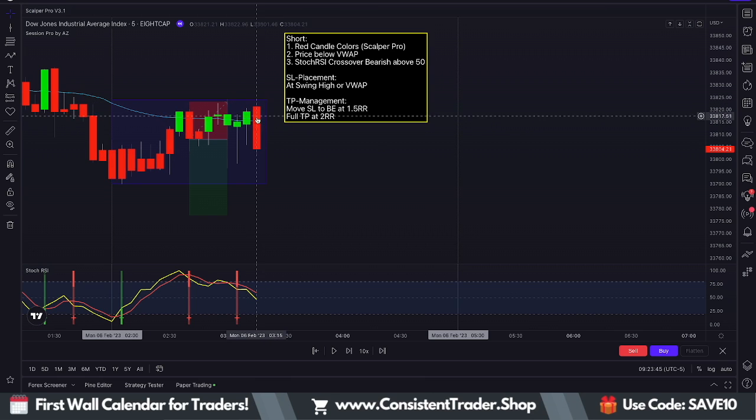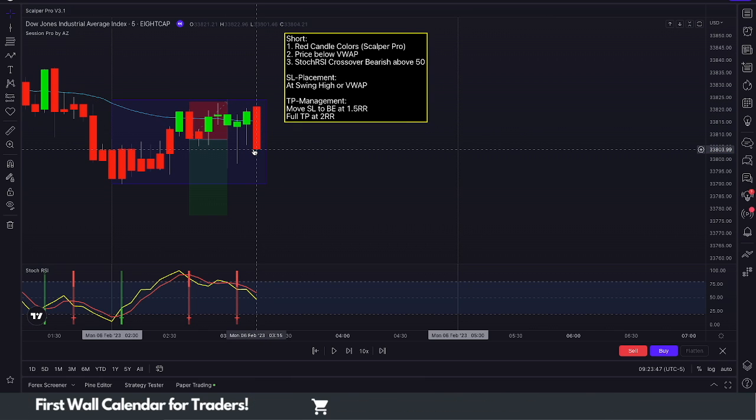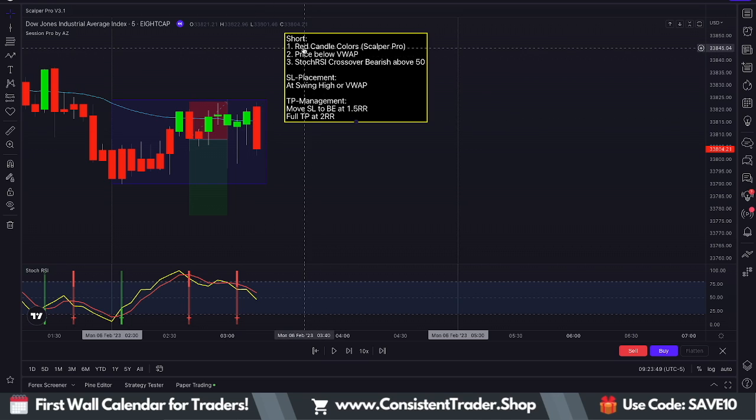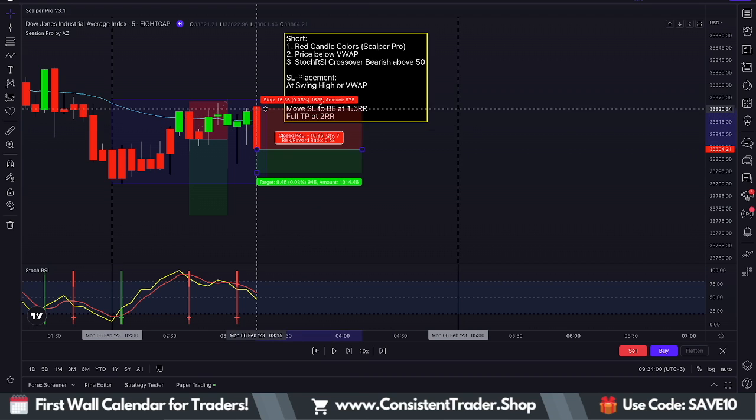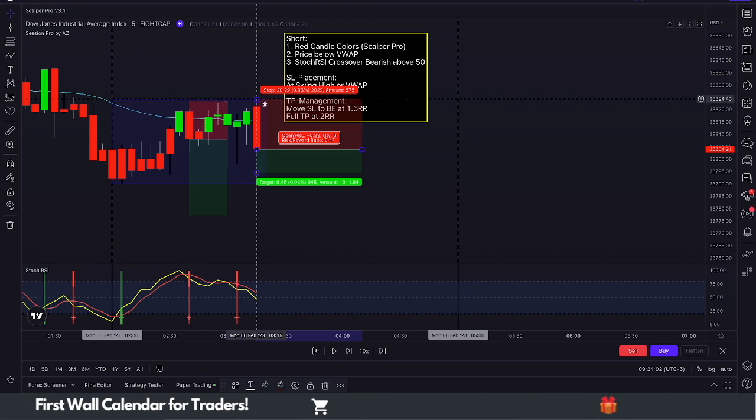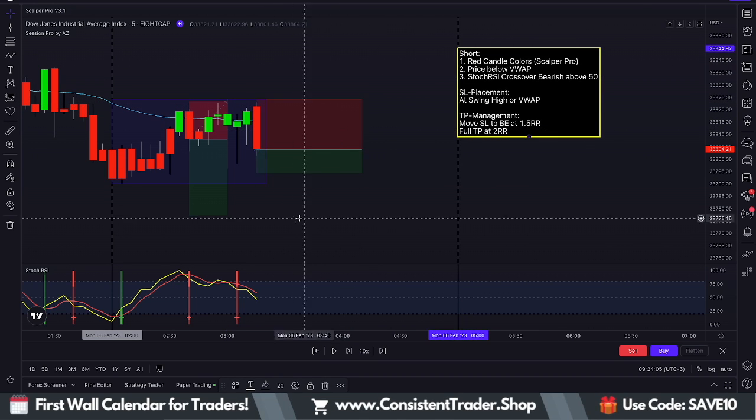We see we got a beautiful bearish engulfing candlestick right here on our third candle. It's colored in red now, we closed below the VWAP, and we had a stochastic RSI crossover 3 candles ago. So we are going to enter into a short position here. For our stop loss we use our most recent swing high. This would be a 20 pip stop loss.